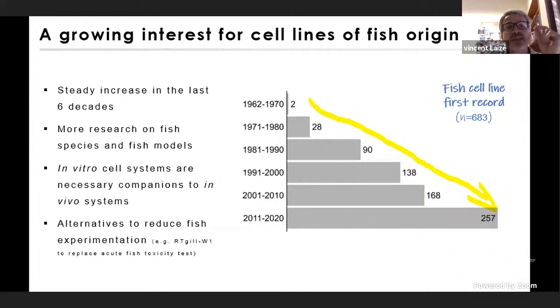We think also that this steady increase in the provision of fish cell lines has to do with ethical principles in science that in the last decades aim at a reduction in animal experimentation. And actually there are many research institutions and pharmaceutical companies that have already validated in vitro cell systems as a suitable alternative to replace animal models. And here I give you just an example: it's a cell line which is now used to replace the acute fish toxicity test in many cases.